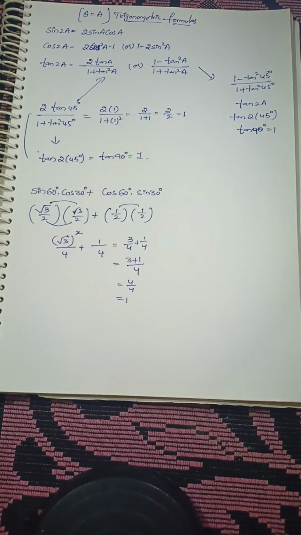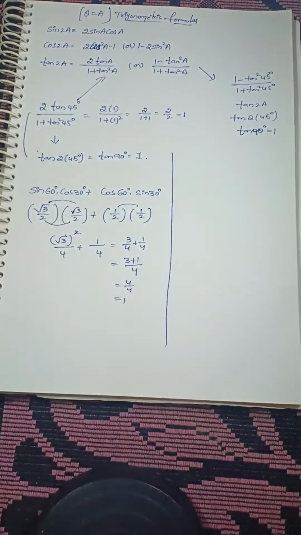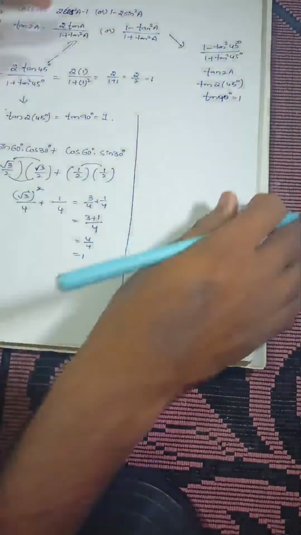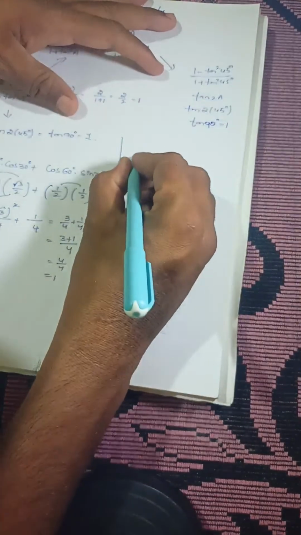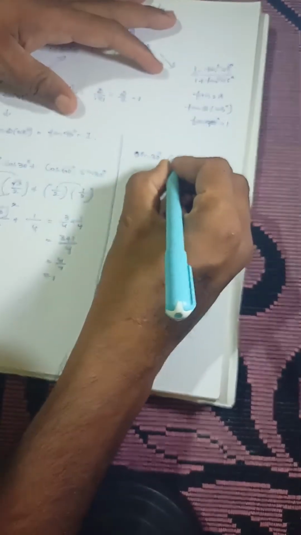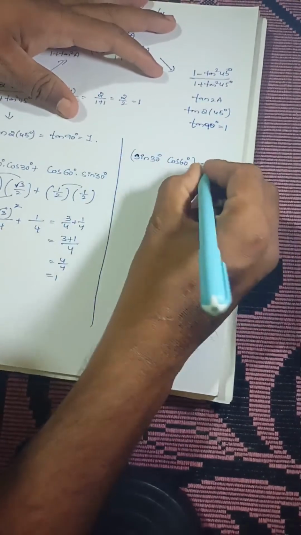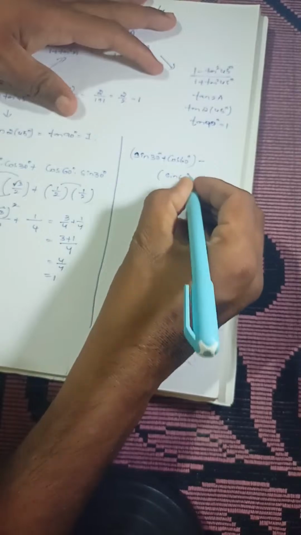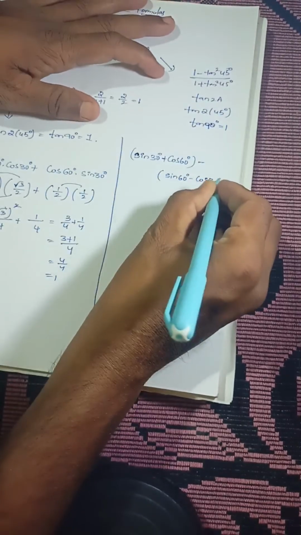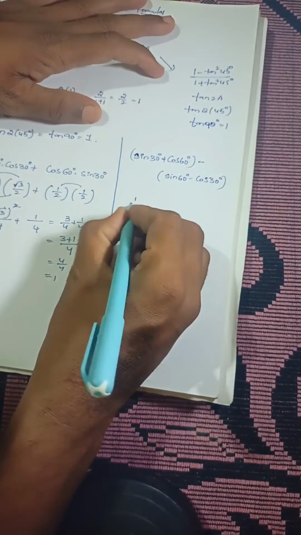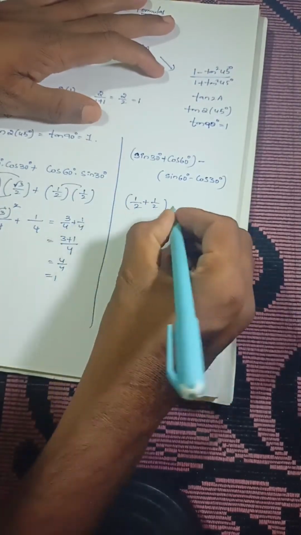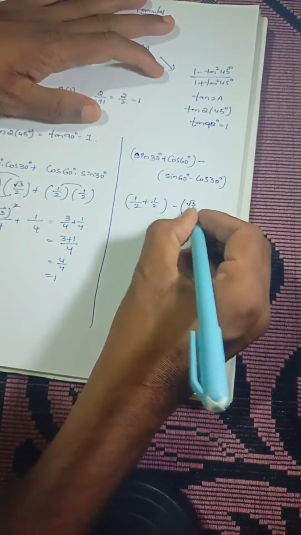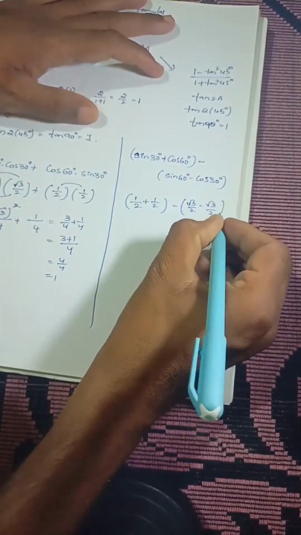Now see, second question. The second one we can do directly. Now I'll explain a problem related to this one. Now see, very important. I am explaining one more problem. See, sin 30 degrees into cos 60 degrees plus sin 60 degrees into cos 30 degrees. Sin 30 degrees value is 1 by 2, cos 60 degrees is 1 by 2, plus sin 60 degrees is root 3 by 2, cos 30 degrees is root 3 by 2.